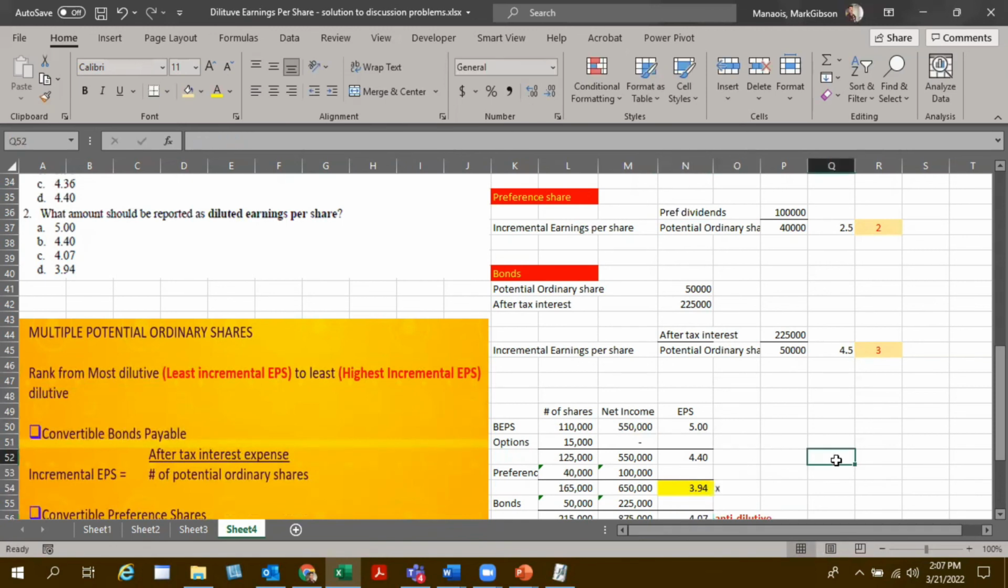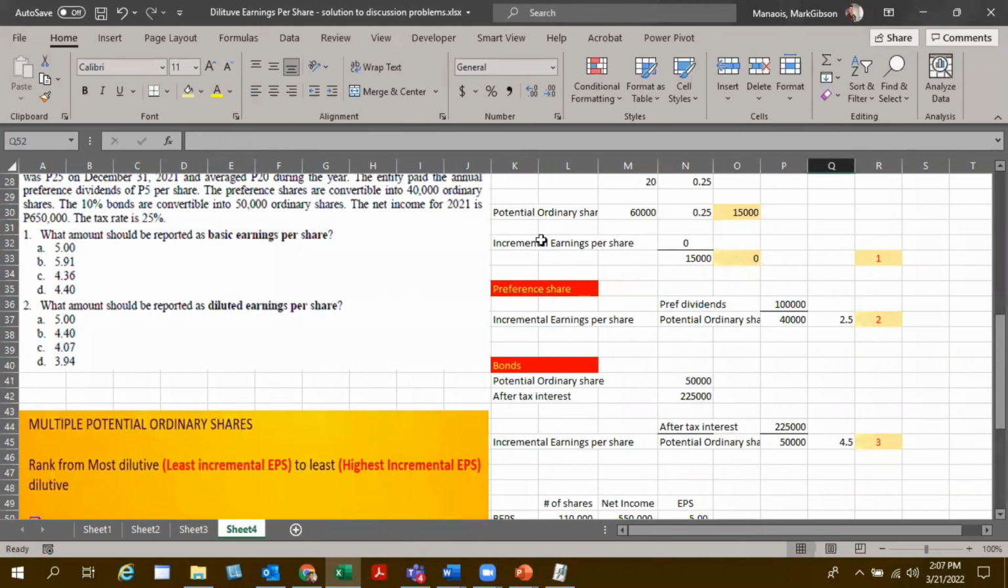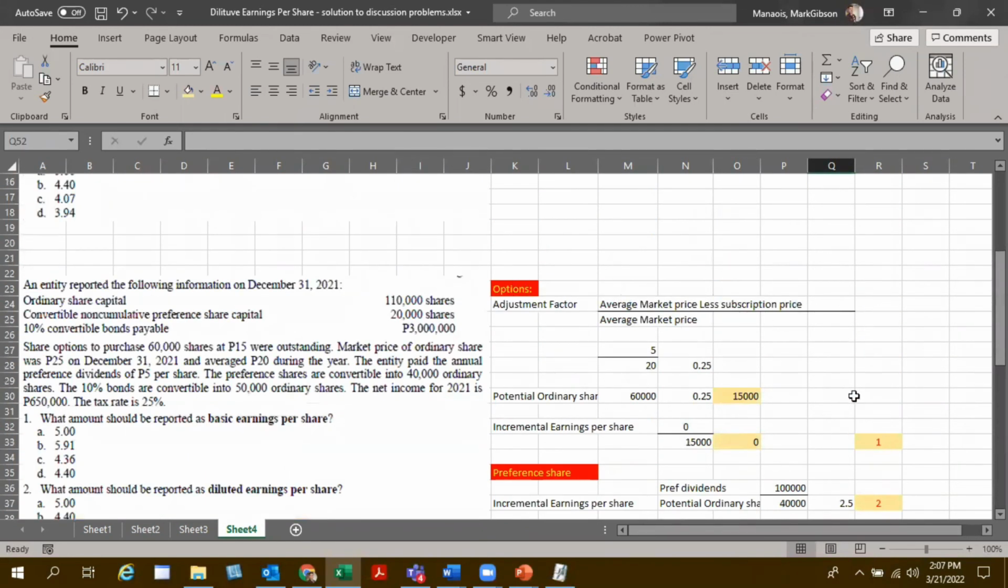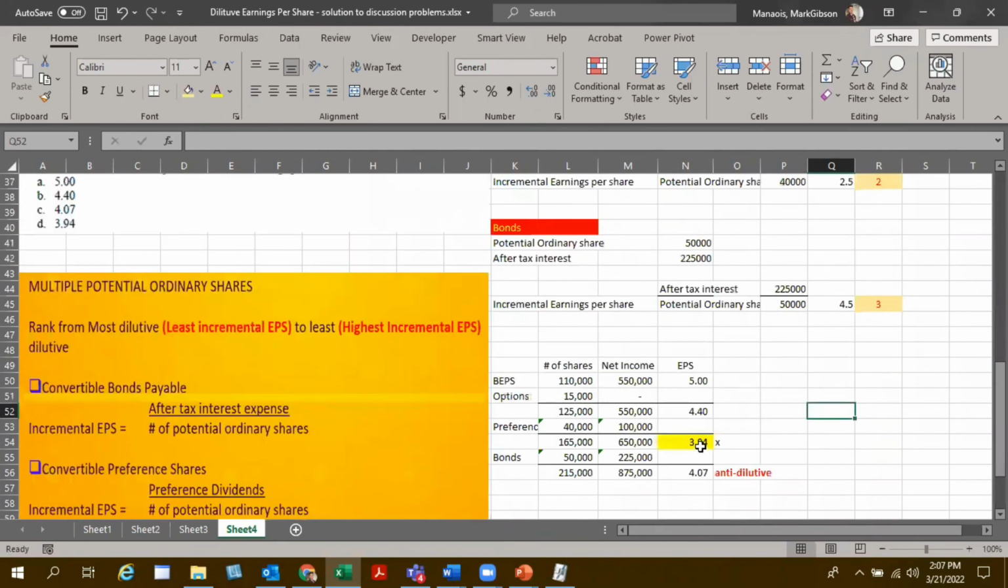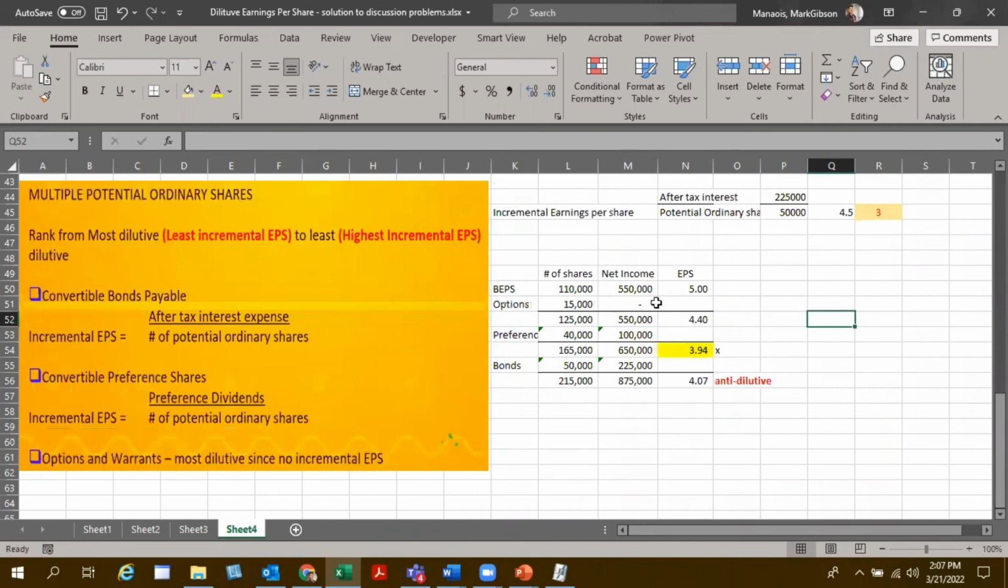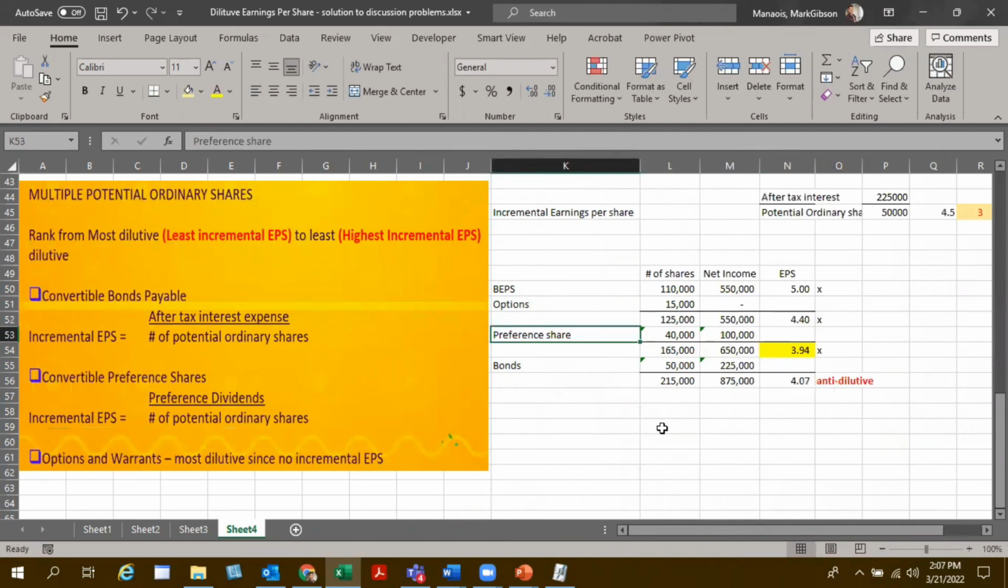Careful class, that's the reason why we are ranking these financial instruments. We have to rank it para ma-establish natin how much would be the diluted earnings per share. So based on the ranking, yung take up. Uno natin yung options. So from 5 na EPS down to 4.40. So it's still diluted. Okay tayo dyan, bumaba. Next in rank is the preference share, convertible preference share. So from 4.40, after taking into account the option, naging 3.94. Okay pa rin tayo kasi bumaba.